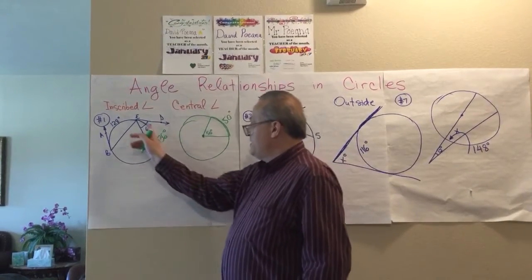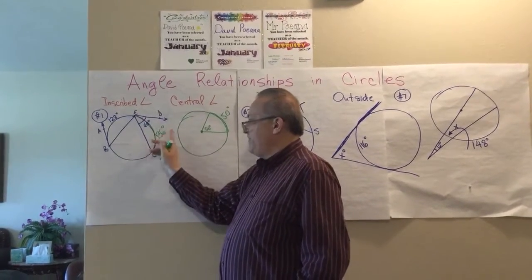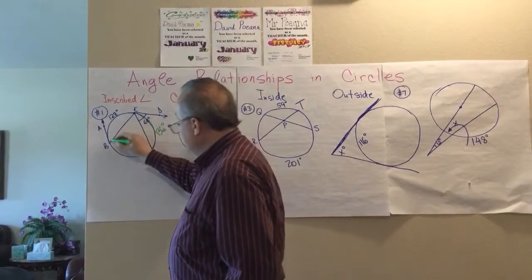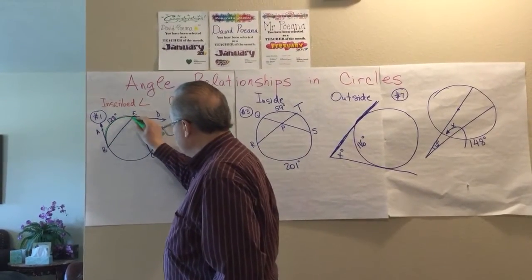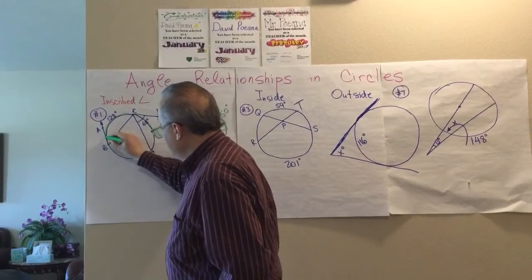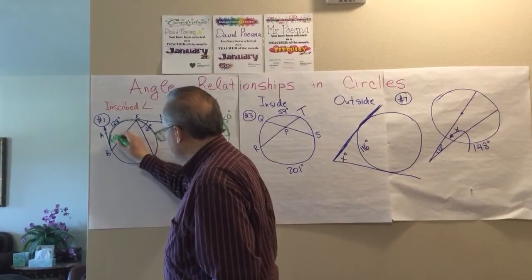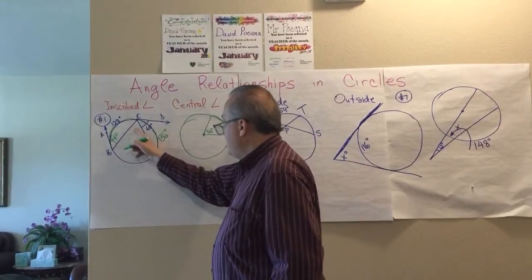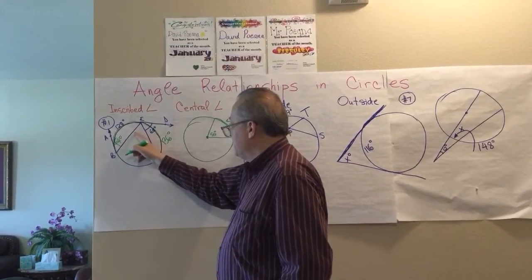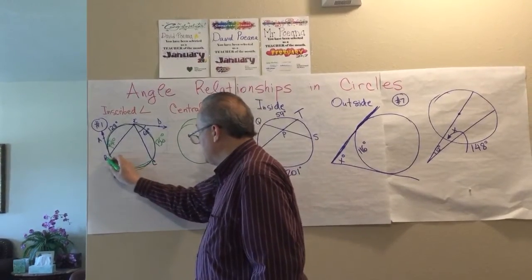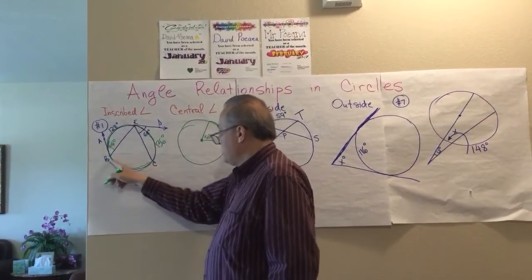In other words, the angle is half of 136. Now, we know that the arc here is 128. Therefore, this inscribed angle is half, 64. Question, how much is this angle right here? It would be half of this intercepted arc. But how much is this intercepted arc?